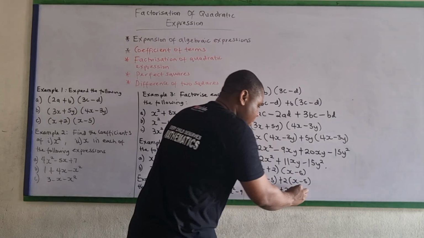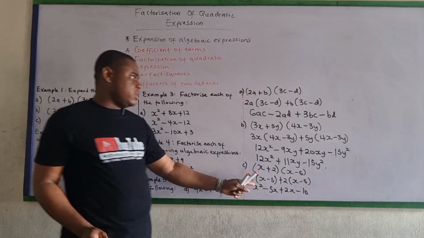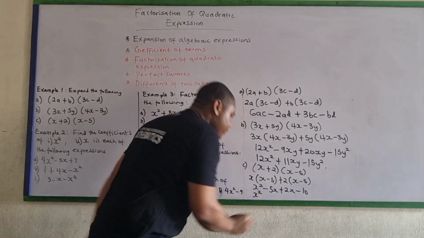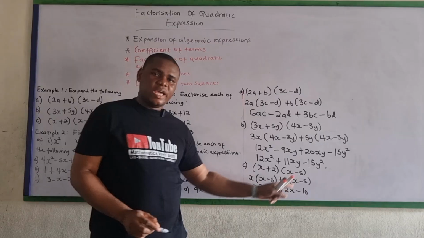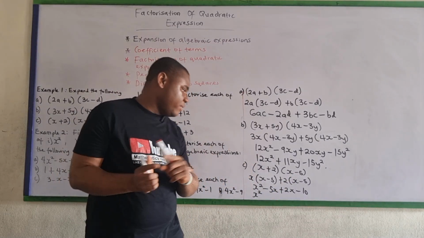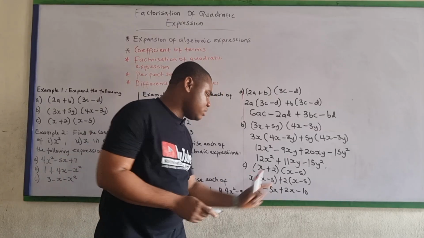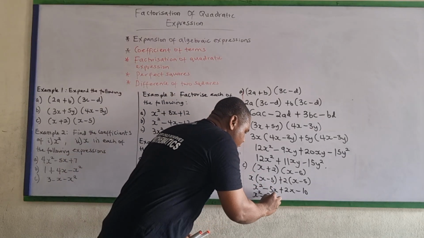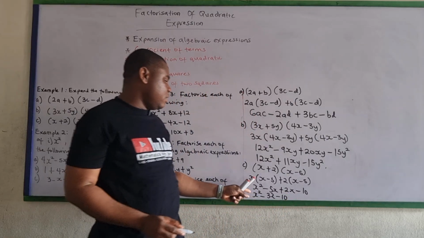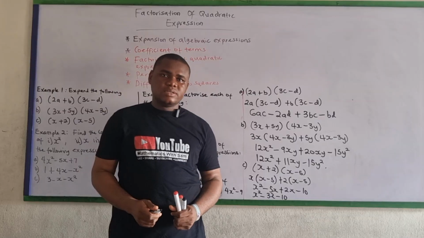Plus times minus is minus. 2 times 5 is 10. So we can proceed further with this by having x squared, minus 5x plus 2x is the same thing as saying 2 minus 5, so our answer will be a negative number. So minus 5x plus 2x will give me minus 3x, minus 10. So our final answer is x squared minus 3x minus 10.